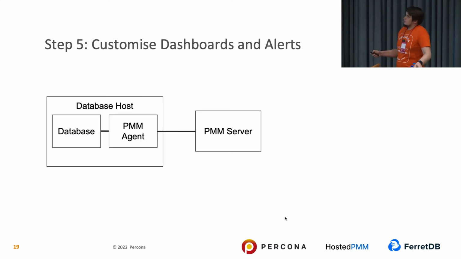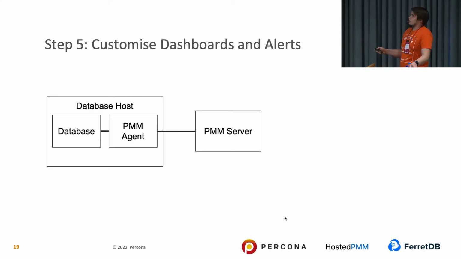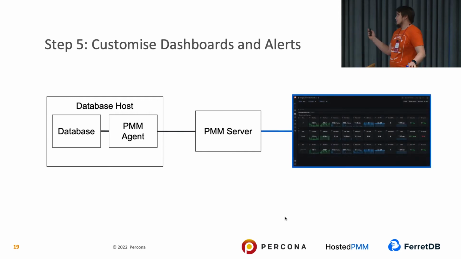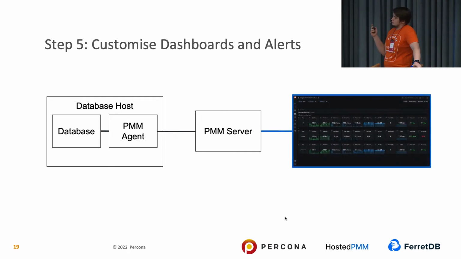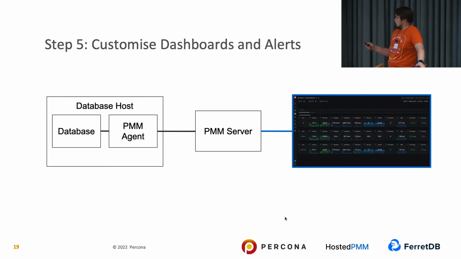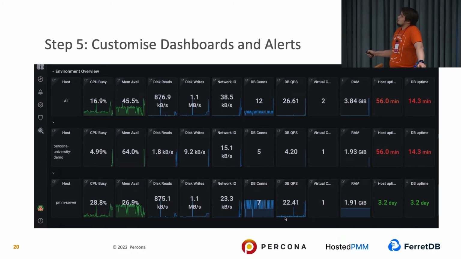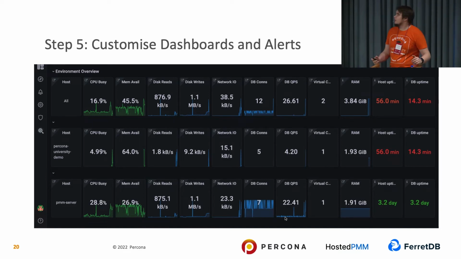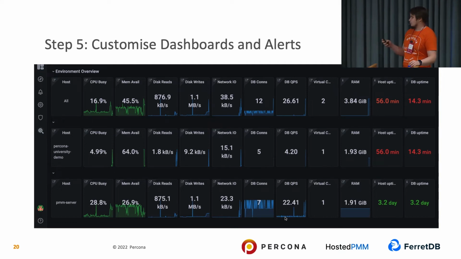After you connect the database to the PMM agent, it will start collecting all the telemetry data from it and send it to the PMM server. The PMM server will be processing this data, and you will be able to see your database metrics here. And here you can see that we have database uptime, queries per second, and the number of database connections. So this is not the only dashboard, there are plenty of others, but this is the main one you can see when you log in.